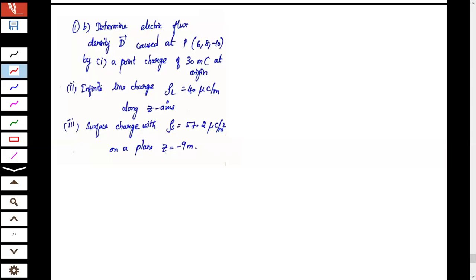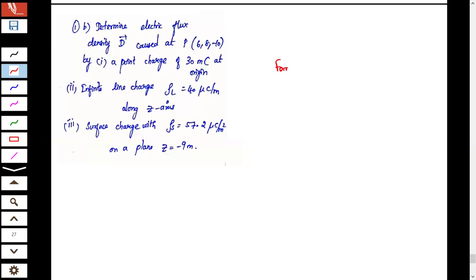Hello everyone. Let us do a numerical problem based on electric flux density concept. Let us read the question and try to understand. We are asked to determine electric flux density D vector at the point P due to a point charge, an infinite line charge, and a surface charge. Let us start by giving the formulas and then start with the substitution.